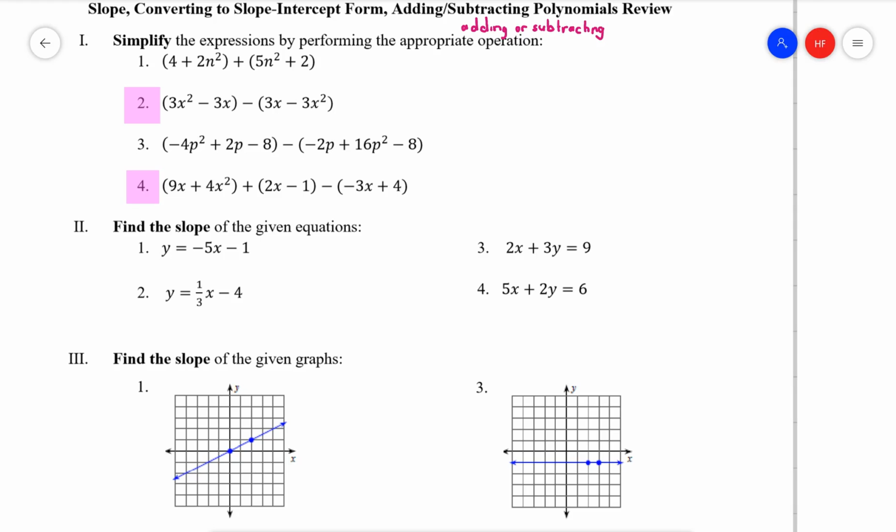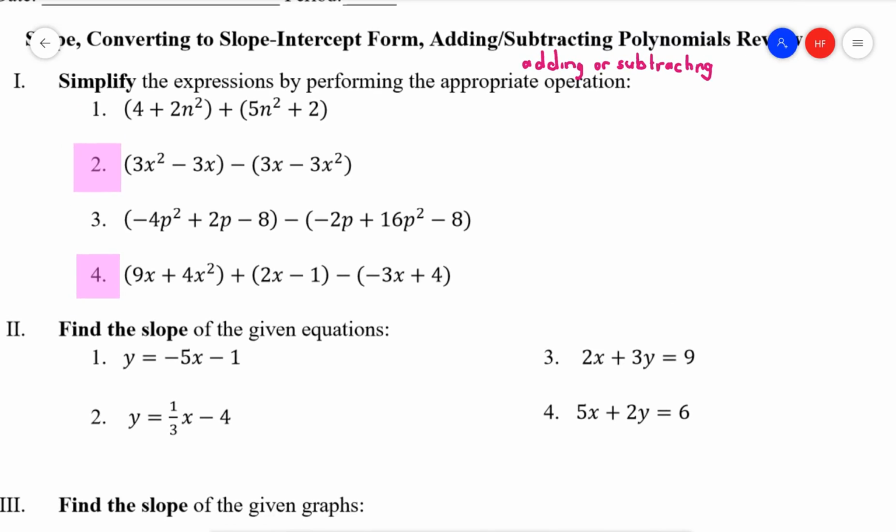Sometimes we'll see adding, sometimes we'll see subtracting, and sometimes we'll see both. So on number 2, we have 3x squared minus 3x minus 3x minus 3x squared. When we have minus, we distribute the negative, which is the same thing as saying we're going to change all the signs on that second one. So we'll rewrite the first one as 3x squared minus 3x, nothing changes. And then the second one, everything changes. So minus 3x plus 3x squared.